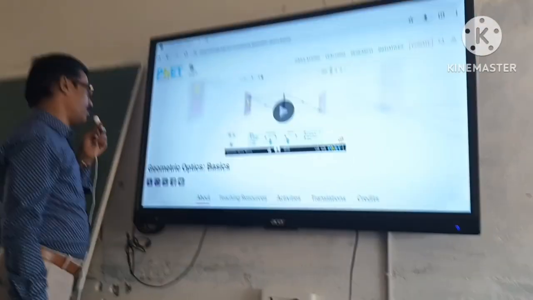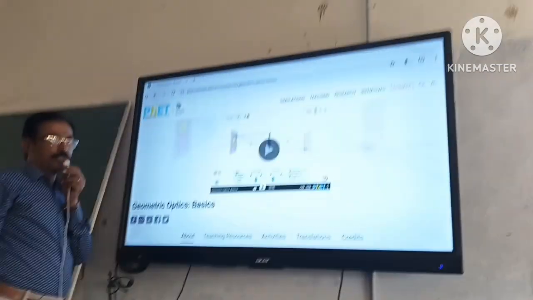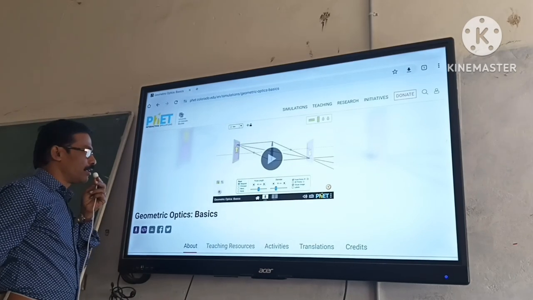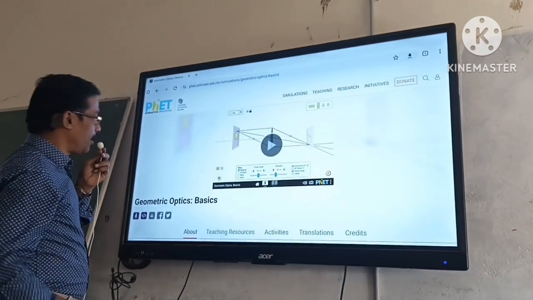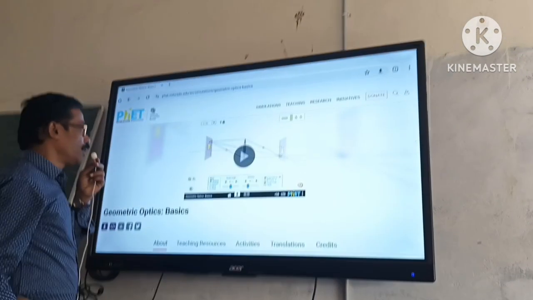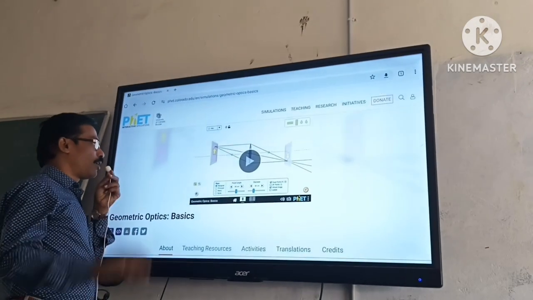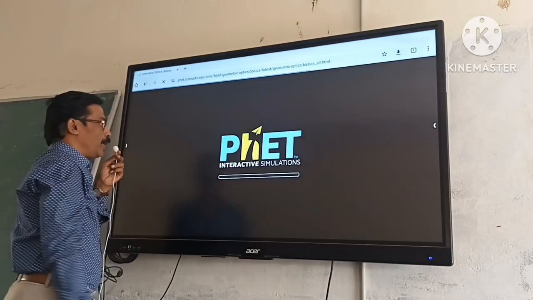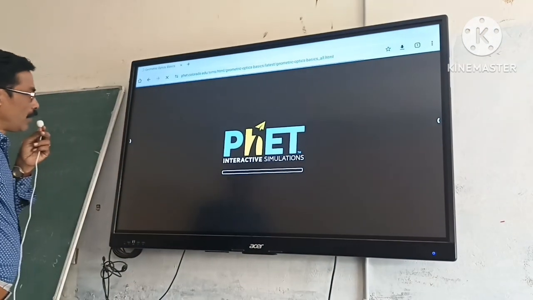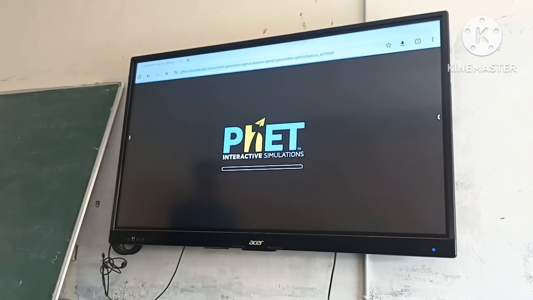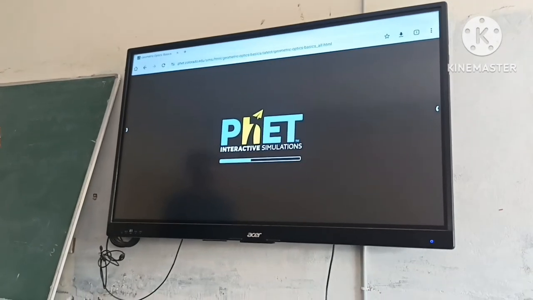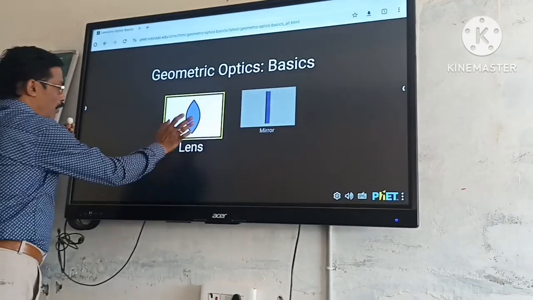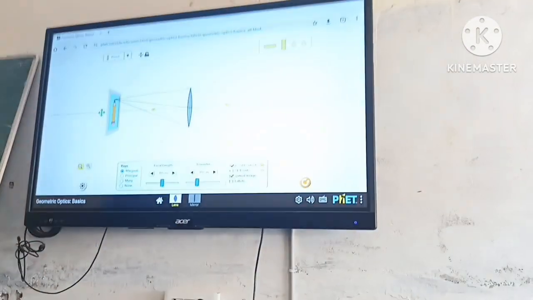One more interactive simulation in physics is geometric optics, especially ray optics, where the image is formed using a convex lens. Just download it by touching the center one, and the PhET interactive simulation gets downloaded. After downloading, touch the lens.